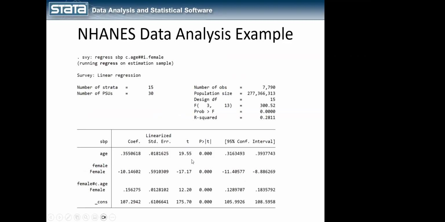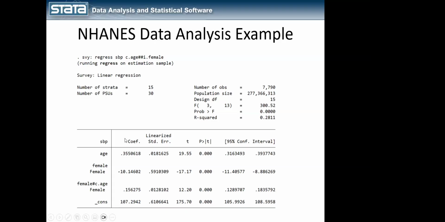Linear regression. What if I want to fit a linear regression model for systolic blood pressure, including the main effect of age, the main effect of female, and the interaction of the two? Well, I would write my regression command exactly how I always do, but I would type svy colon in front of that command, and then Stata will account for all the survey features.